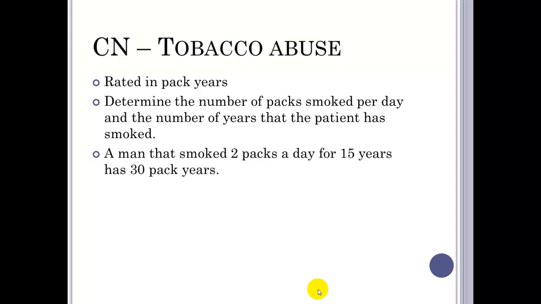Clinical note, tobacco abuse. It's rated in pack years. It's an irritant. It gives people bronchospasm. It leads to something called COPD. We'll talk about that in part 2. We rate people in pack years and determine the number of packs smoked per day and the number of years the patient has smoked. So a man that has smoked 2 packs a day for 15 years, 2 times 15, has 30 pack years.